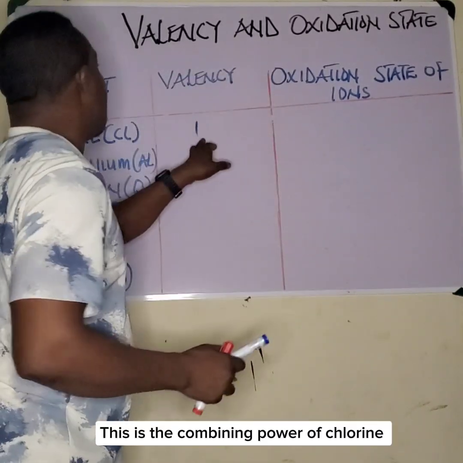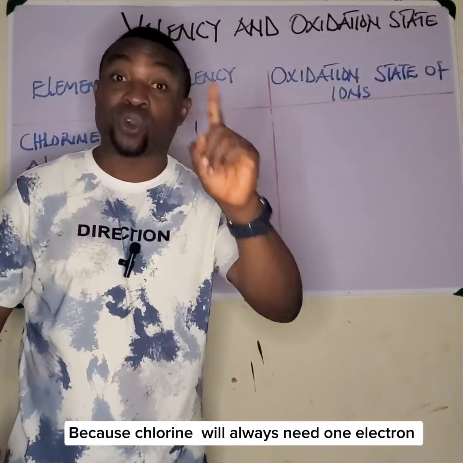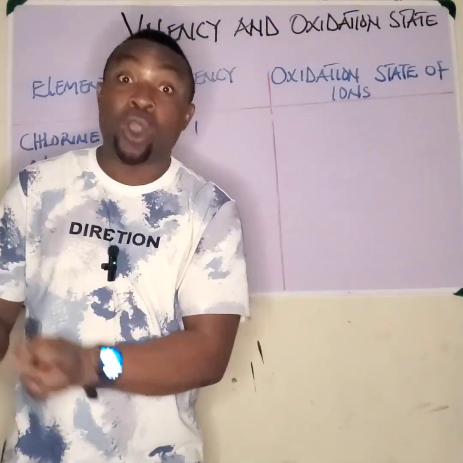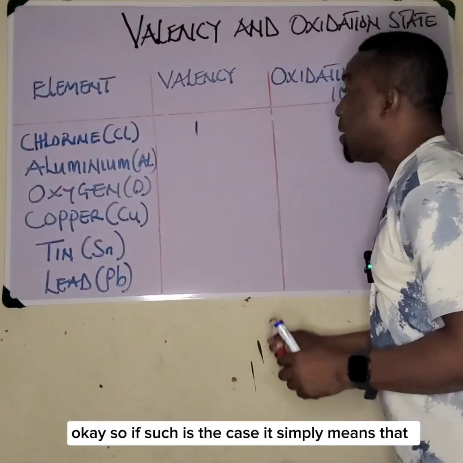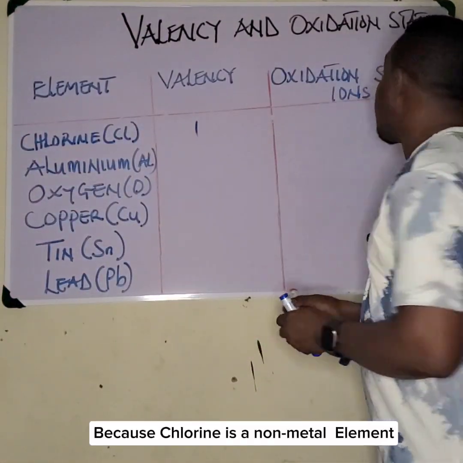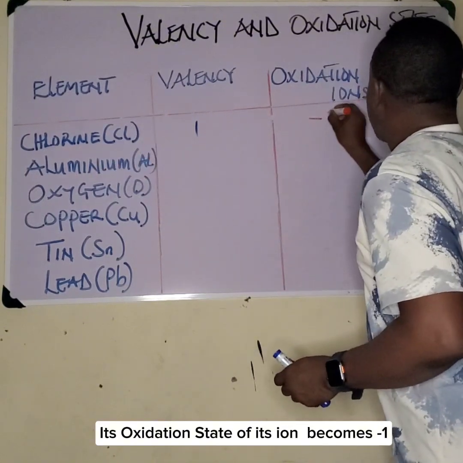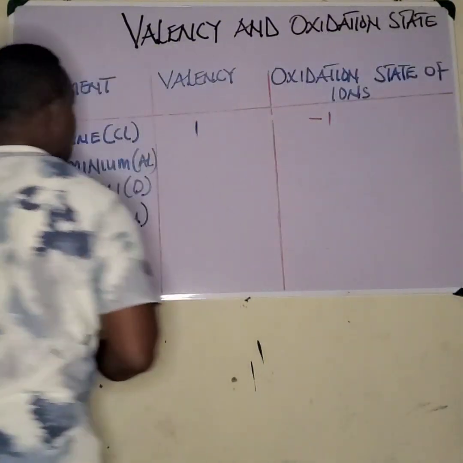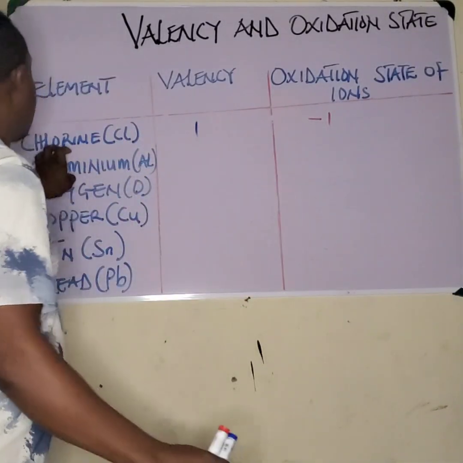And if you have gotten the valency of chlorine, it is very easy to get the oxidation state of chlorine. This is the combining power of chlorine, because chlorine will always need one electron to attain the octet state or to be stable. Okay, so if such is the case, it simply means that because chlorine is a non-metal, the oxidation state of its ion becomes -1.